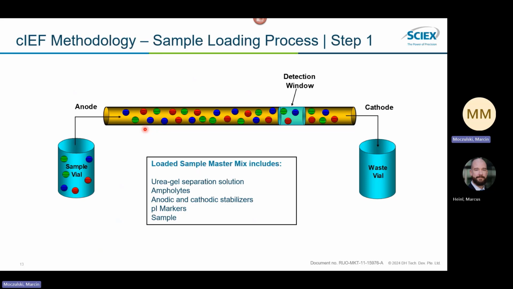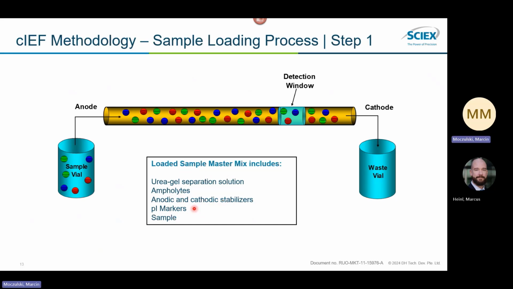This technique is based on 3 steps. First, most critical, is sample preparation, when we mix separation gel, including urea or not, depending on the optimized method per used samples. Ampholytes are responsible for gradient determination. Anodic and cathodic stabilizers protect the obtained gradient. PI markers help us generate a PI plot, and finally the samples we're going to separate.